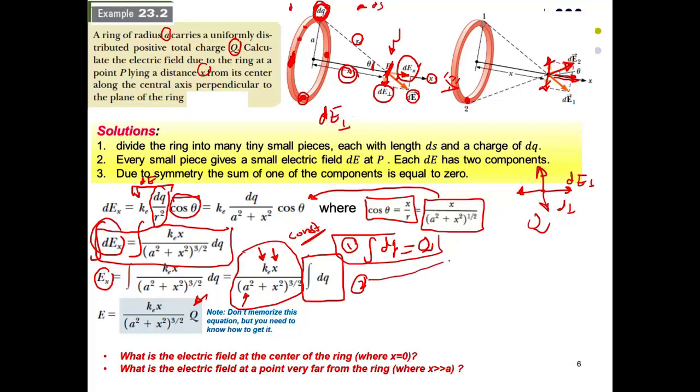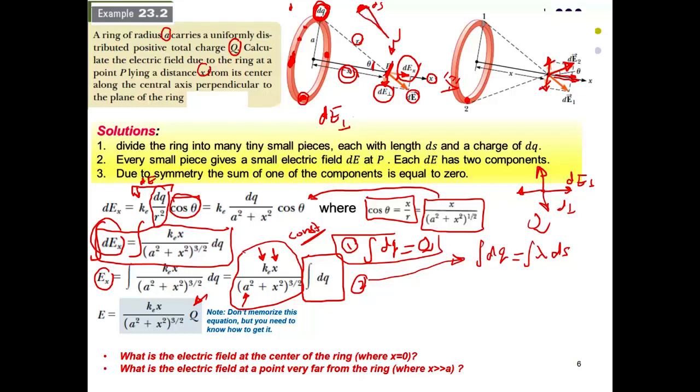Okay, method two. So for method two, integration of dq is equal to integration of lambda multiplied by the length of that small piece. It's ds. But remember, that small piece has this lambda, right?